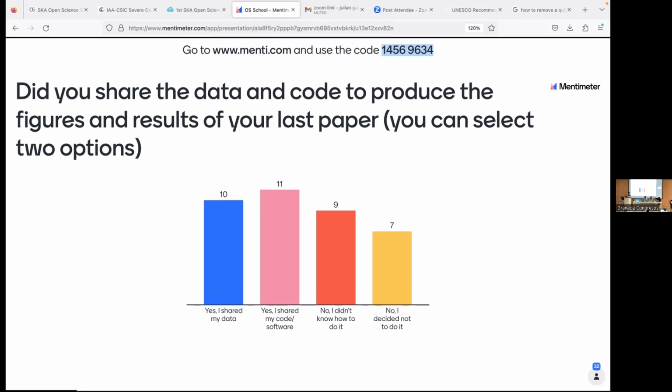So yes, I said my code answer is 11. No, I didn't know how to do it. It's 9. So even though, well, I'm surprised that people even in this school said no, or decided not to do it. So I would expect more in the red and yellow columns than that.